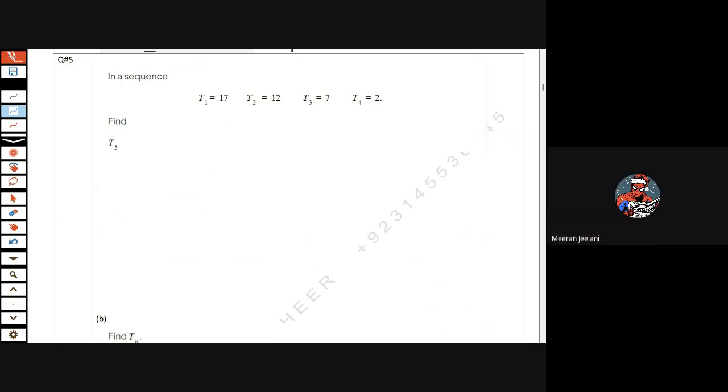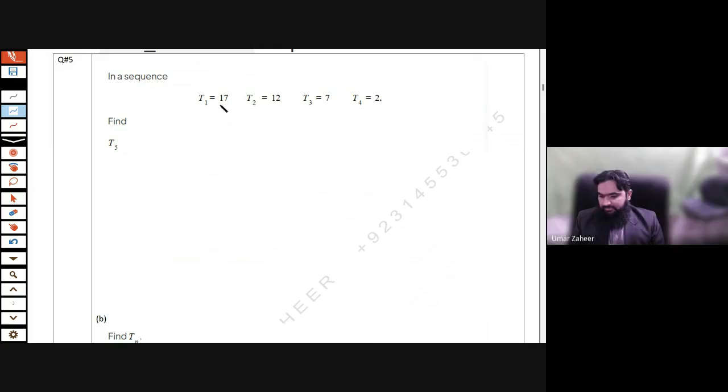So first we need to write the nth term formula. First of all, you need to find the difference. You need to check whether it is an arithmetic sequence, a quadratic one, a cubic one, or a geometric one. You need to find that.